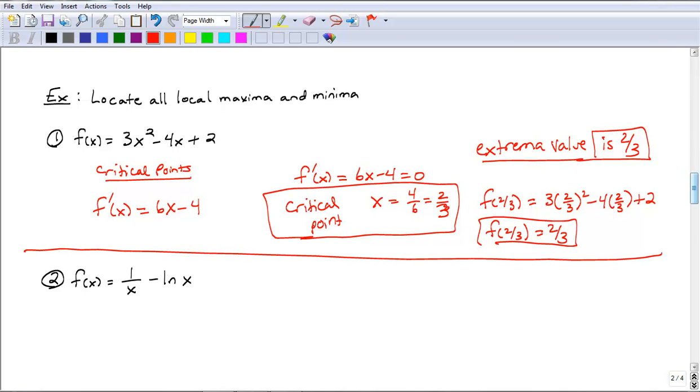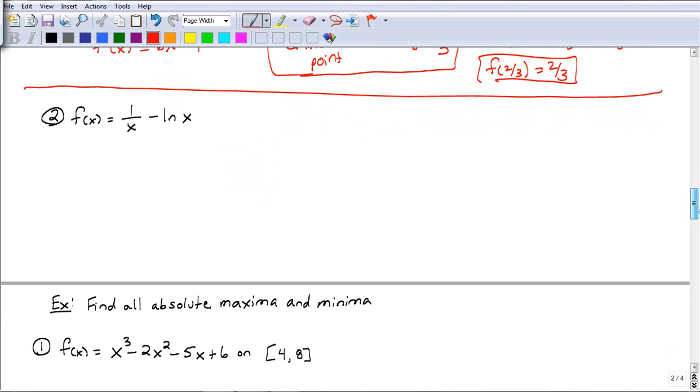Well, let's try another. This is 1 over x minus the natural log of x. And if I want to find the critical points to this, I have to find the first derivative. Well, before I find the first derivative, let me write this as x to the negative 1 minus the natural log of x. When I take the derivative of x to the negative 1, I get negative x to the negative 2. The derivative of the natural log of x is 1 over x. And to write that more nicely, this is negative 1 over x squared minus 1 over x.